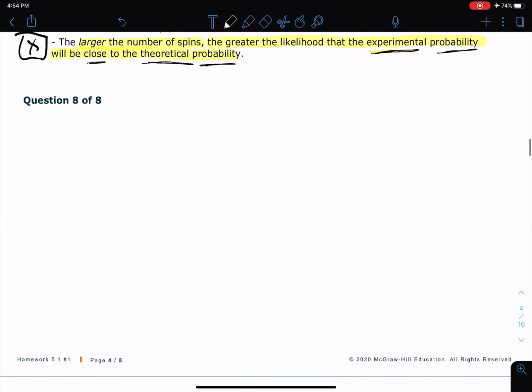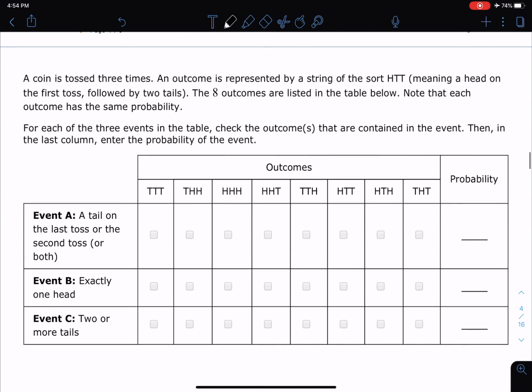And finally, problem 8 out of 8, it says a coin is tossed 3 times. An outcome is represented by a string of the sort HTT, which means heads on the first and tails on the second and third. The 8 outcomes are listed in the table below. Note that each outcome has the same probability. Okay, each particular outcome. But now we want an event.